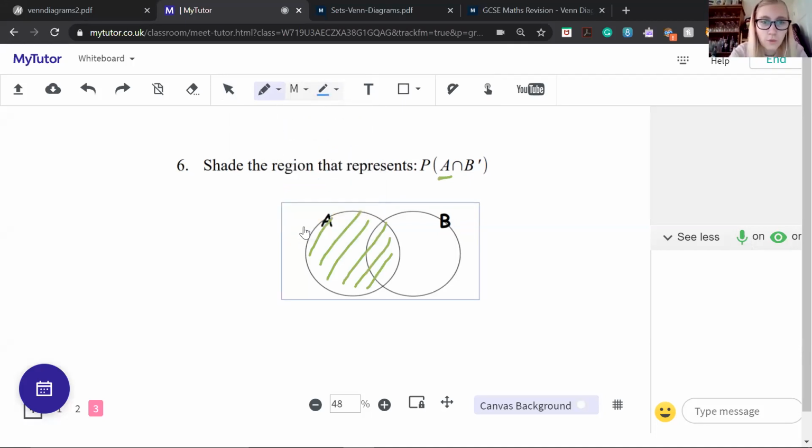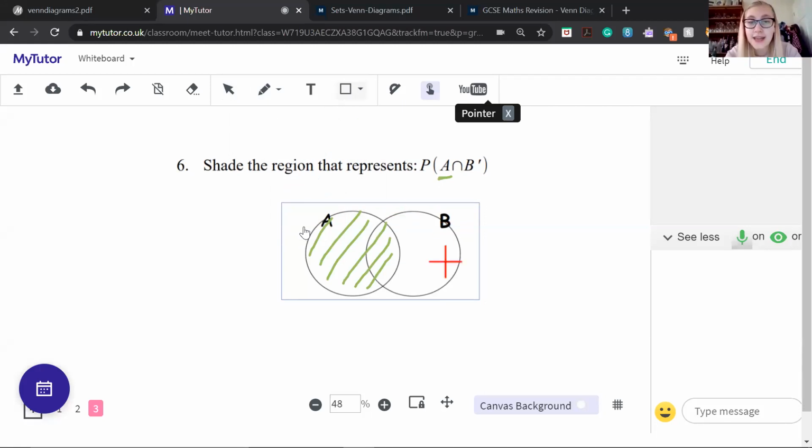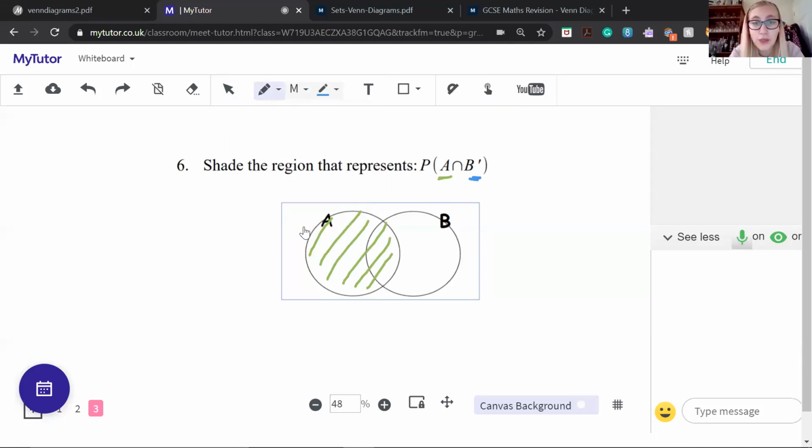Lovely. So basically when I'm shading things to do with A, I imagine that that B circle is not there. Imagine it's completely not there. I'm just shading A. And now I'm thinking about B, I'm imagining that that A is not there at all. Not B is everything outside of the circle B. So I'm ignoring A, ignoring the fact that I'm going through it. I'm just shading here. Right?